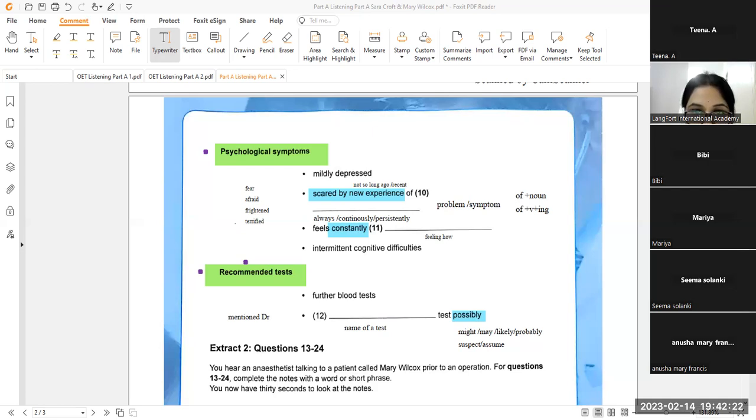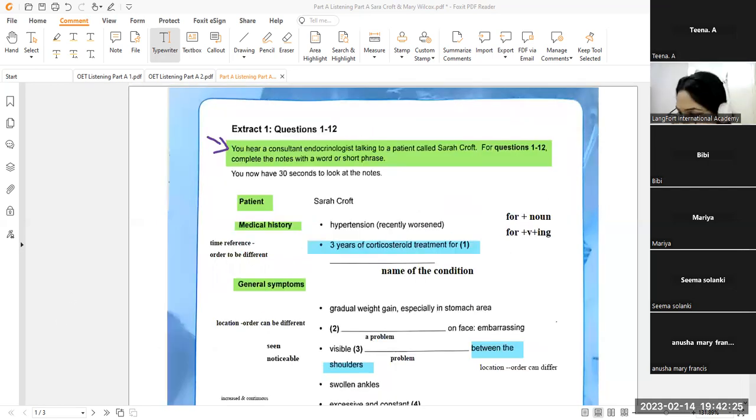Okay, all right. Let's start with the first question. What is the treatment for 3 years corticosteroid? Asthma. Right, asthma. So any one of you have missed out on that? All of you got the answer? Yes. Okay, all right. So that's the answer, asthma.